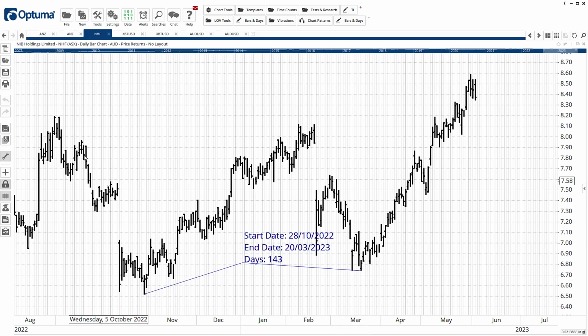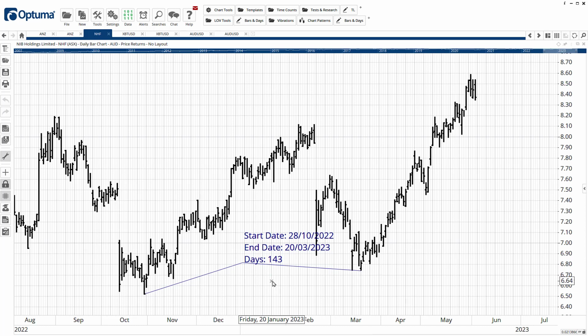Now we can see through here another typical stock. This is NIB, a healthcare provider. You can see through here that it made a major low October 28. The next major low came in through here the 20th of March, and the distance between them was 143 days.